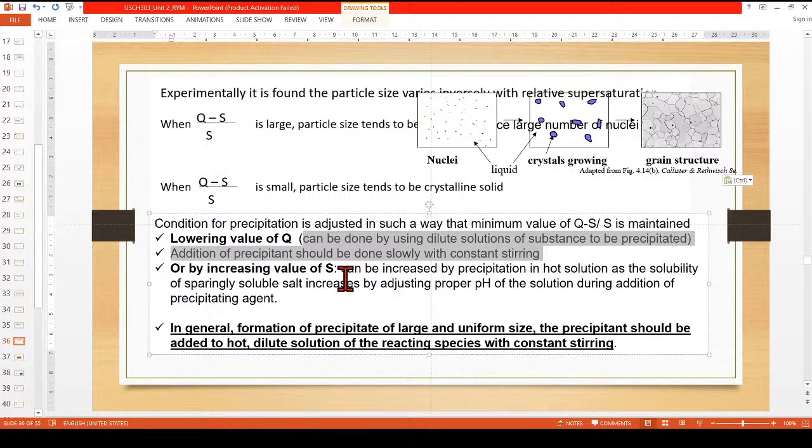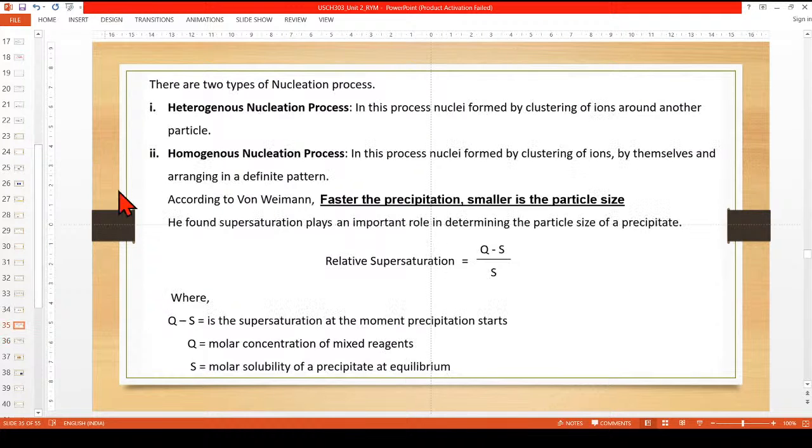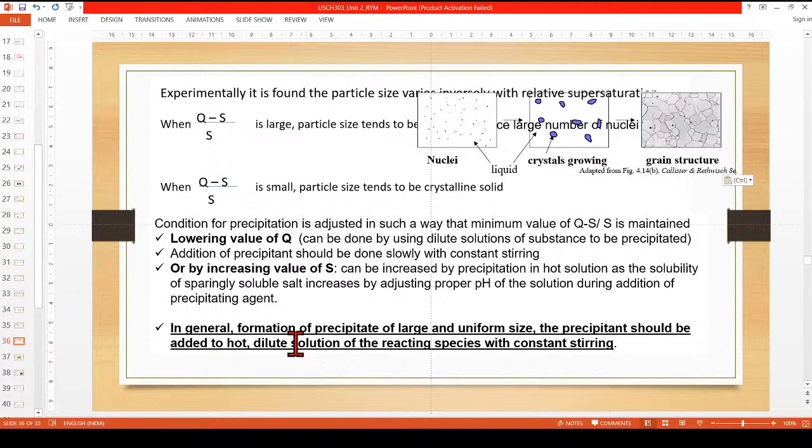And if you want a larger value of S, what is your S? S is the molar solubility of your precipitate. What is the trend of solubility? Solubility increases with increase in temperature. Therefore, if you want a good crystalline precipitate, use a reaction condition of higher temperature. Use hot solution. Instead of stirring your reaction mixture at room temperature, just warm your solution and then do gravimetry. It also requires adjusting pH.